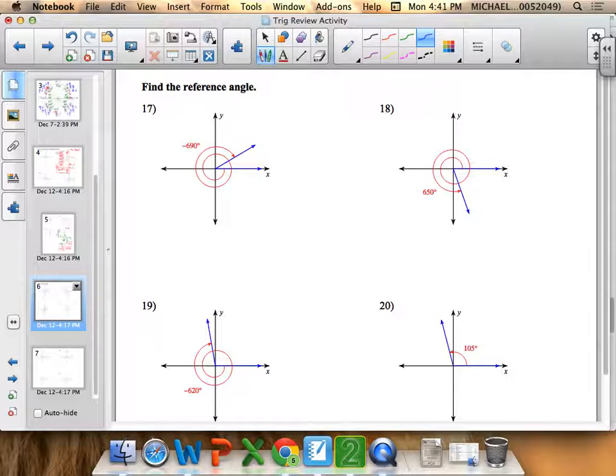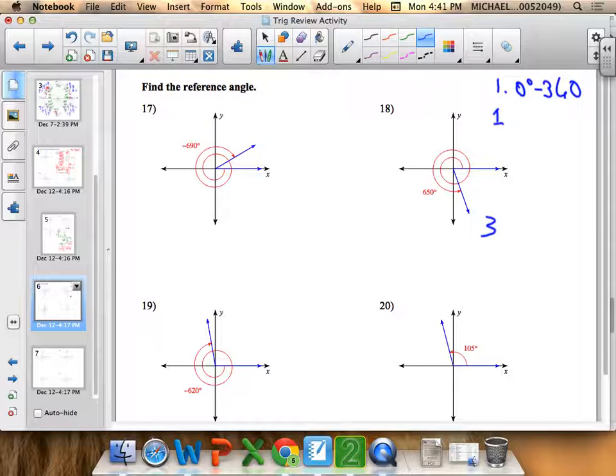I'm going to do number 18. So the first step in this process, again, is to get it between 0 degrees and 360 degrees. The given angle of 650 exists in the third quadrant. Eventually the second step will be getting it into the first quadrant. All reference angles exist in the first quadrant. So this is the first quadrant, third.